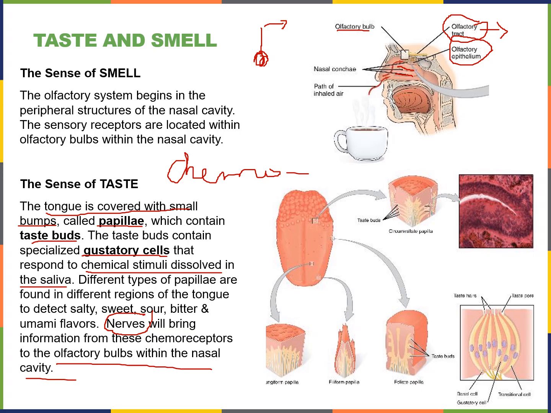So these two are connected in terms of the interpretation, the feedback that our brain will give us. Now, different types of papillae are found in different regions of the tongue to detect salty, sweet, sour, bitter, and umami. So these are the 5 flavors.